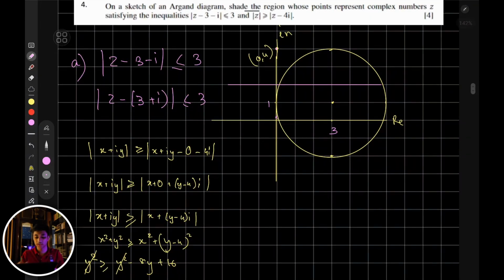So which part do you shade? This is 2. So the part that you shade is going to be this part. Pretty simple. Great. That's it for 4.